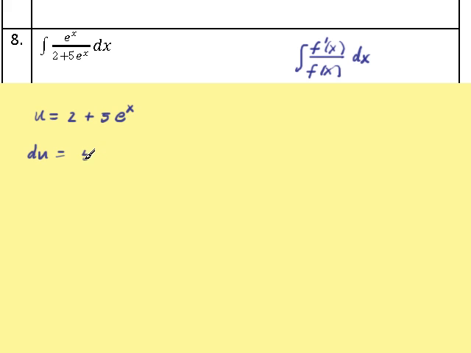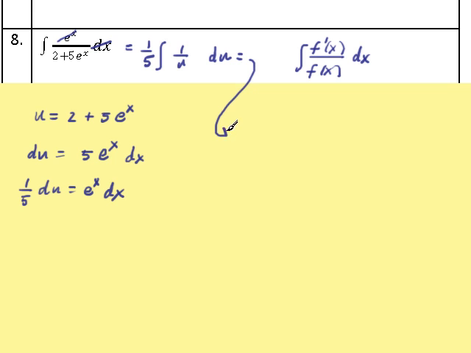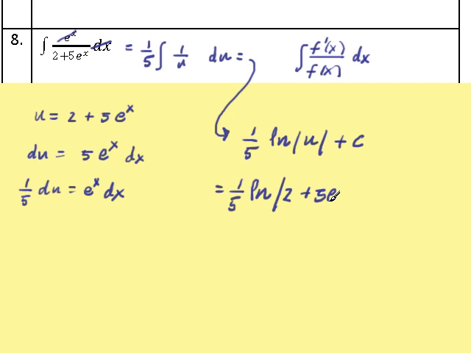du is equal to 5 e to the x dx. Remember, the derivative of e to the x is e to the x. All right, so here's that 1/5 du equals e to the x dx. All right, so instead of e to the x dx, we're putting 1/5 du. And here we have 1 over u. So this is equal to 1/5 ln absolute value of u plus a constant, and now put x back. u is equal to 2 plus 5 e to the x.